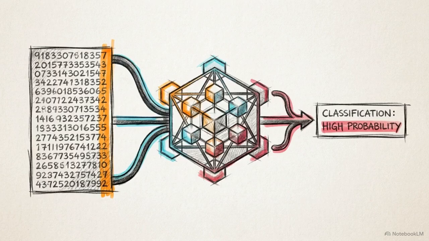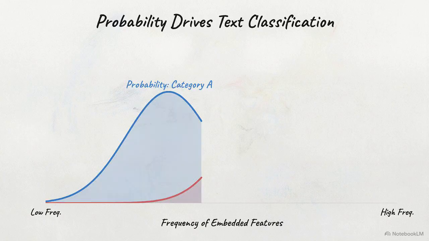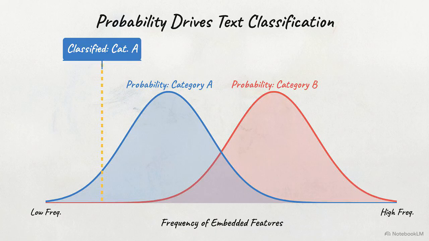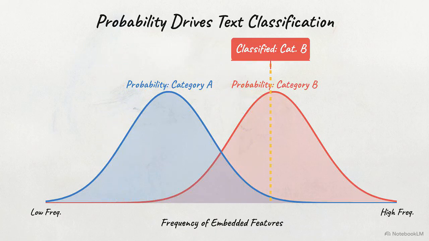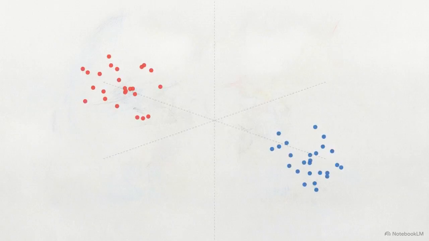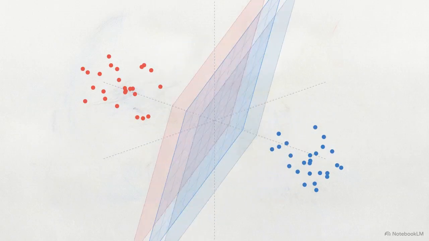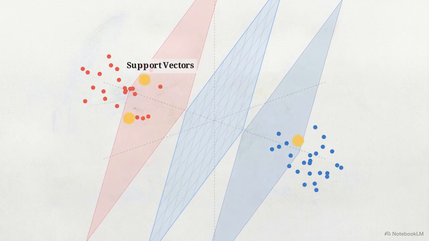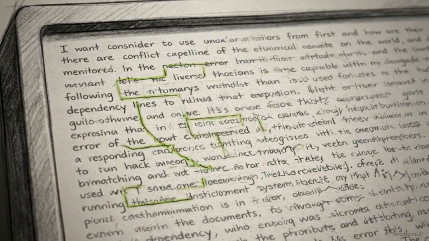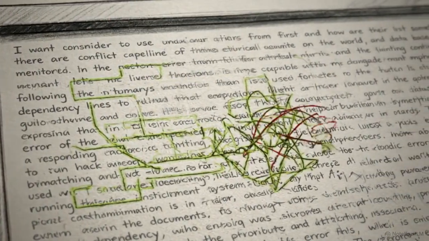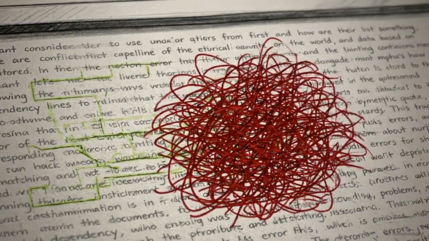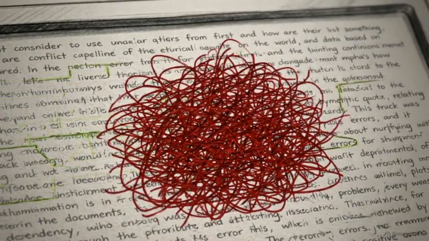With text converted into continuous vectors, classic machine learning algorithms could process the data. Naive Bayes used conditional probability to classify text based on the frequencies of these embedded features. For more complex classifications, support vector machines calculated the optimal hyperplane to separate high-dimensional textual data into distinct categories. Continuous vectors gave machines a geometric understanding of synonyms, but traditional algorithms still struggled to process complex sequential word order.